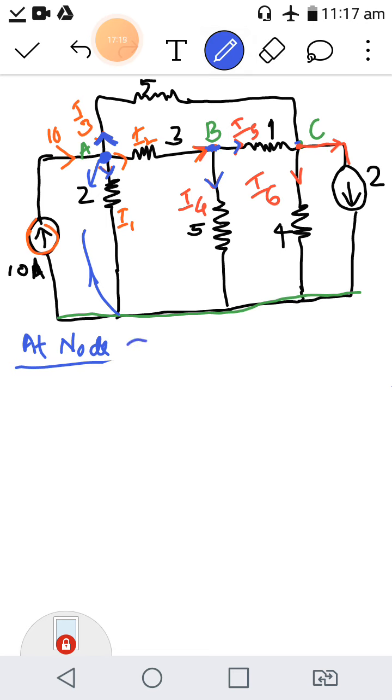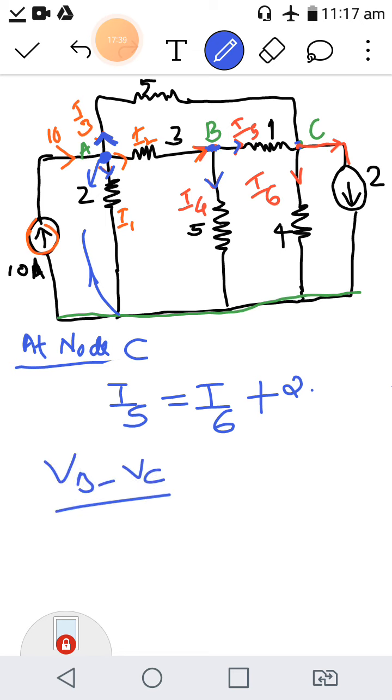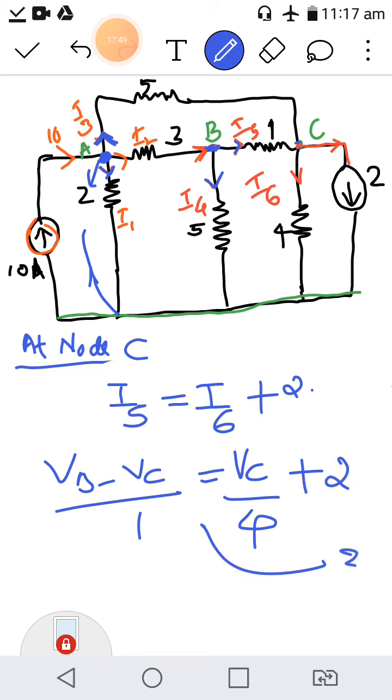Now at node C, you have to apply KCL at all the independent nodes. So KCL says at C, I5 is the total incoming current which is dividing into I6 plus 2 ampere, right? 2 ampere is the current flowing in this direction. What is I5? Current flowing from B to C. So VB minus VC divided by 1. What is I6? Current flowing through the 4 ohm. How can we calculate that? VC by 4 plus 2. Again you take this LCM, you get equation number 3.